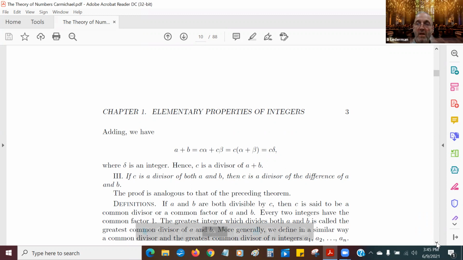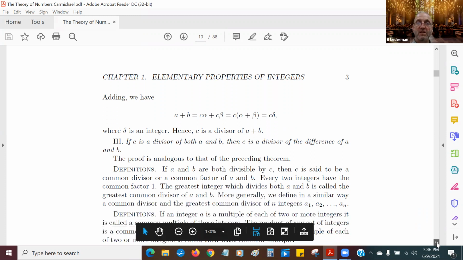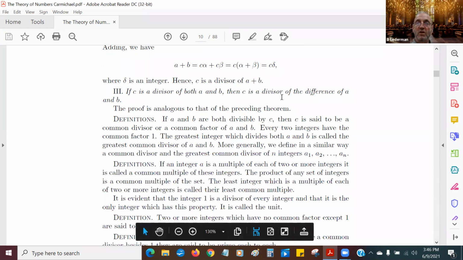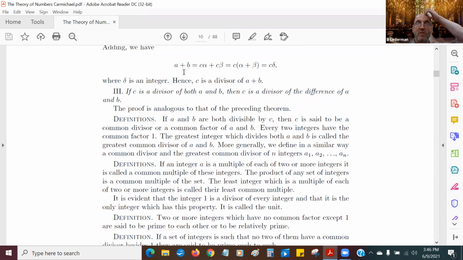And number three, if c is a divisor of both a and b, then c is a divisor of the difference of a and b. And that proof is the same proof. Instead of having a plus there, you have a minus there. Otherwise, it's the same thing.